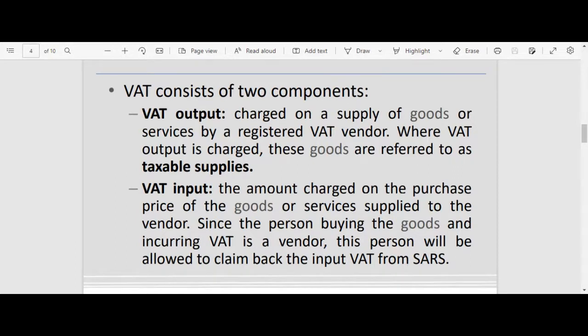So if you buy goods from a supplier or you receive services from a supplier, then it means you are inputting goods or services into your business. And the tax that the supplier must levy on the goods is for them output tax, because they have to pay it over. But we are going to pay that tax to the supplier, not to the revenue service, and we can then deduct it from the amount that we are going to charge our own customers.